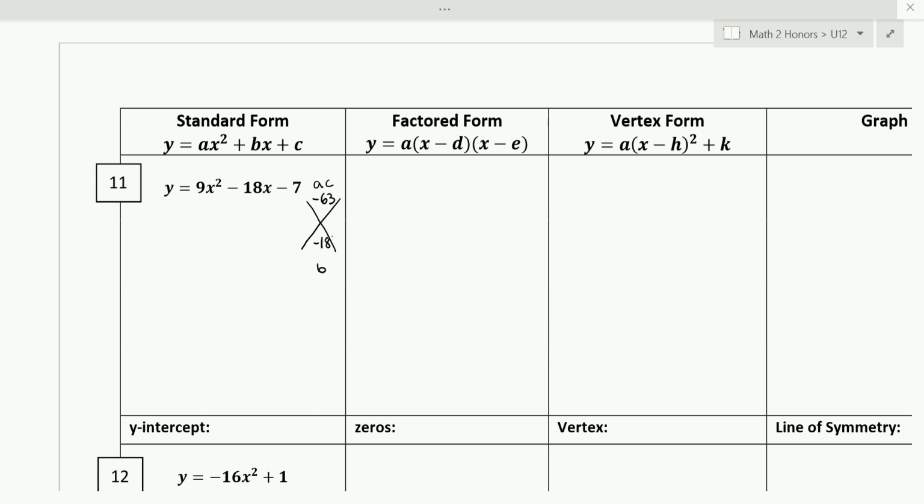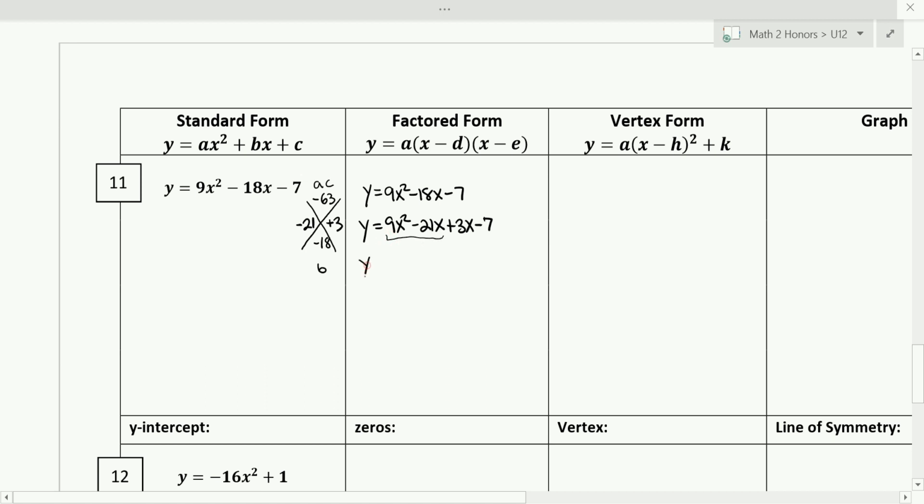Mac's already got it. What do you got, Mac? 21 and 3. Are any of them negative? Okay. Other way around? Negative 21 and positive 3? Okay. And so we could factor this. So we got y equals 9x squared minus 18x minus 7. And then we're going to split up the middle term to minus 21x plus 3x minus 7. And then we factor by grouping the first half. We could factor out a what?